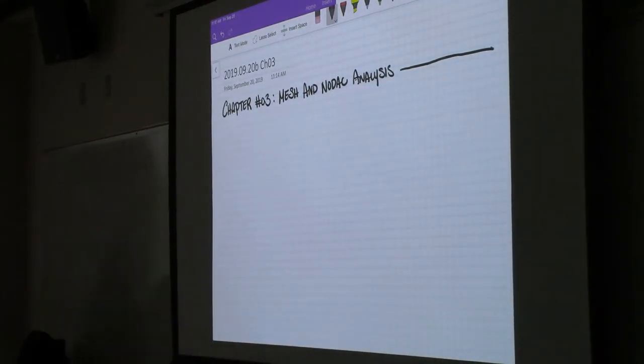Nodal and mesh analysis are actually both the exact same thing. You can do analyses that use elements of both mesh and nodal together. So really, it's just a linear algebra approach to solving these circuits. So what is nodal analysis, which is the first thing we're going to talk about?